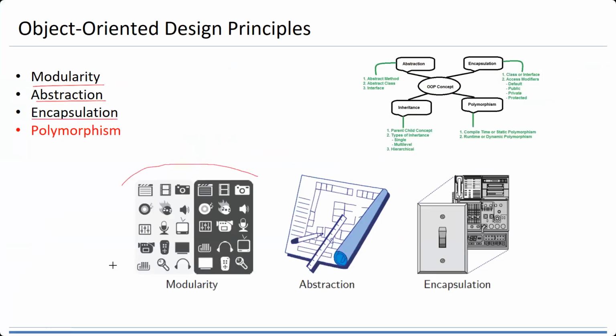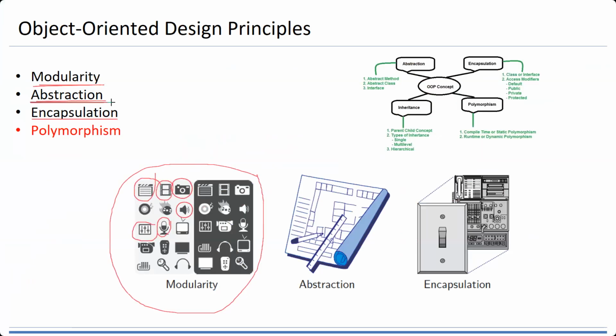So modularity means you can make your code as a module. If you look at your smartphone, you have a lot of applications. One application means one module. Maybe you have a module about camera, a module about voice, a module about voice recorder, a module about sound, a module about film, and so on. So we call this modularity.